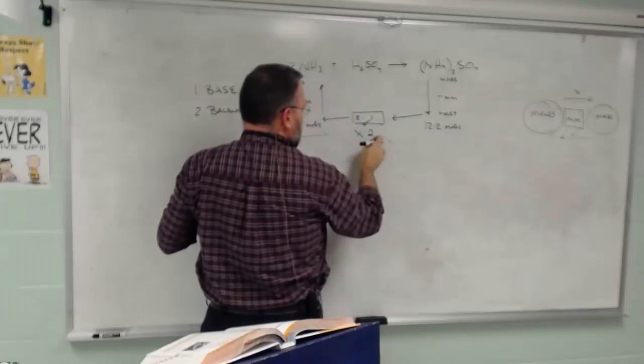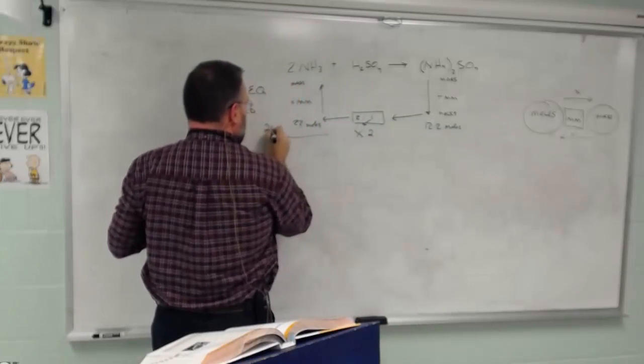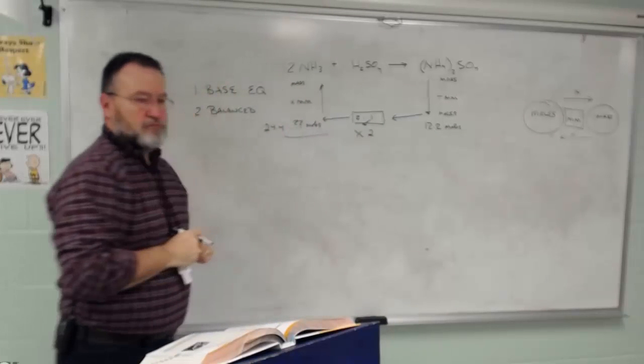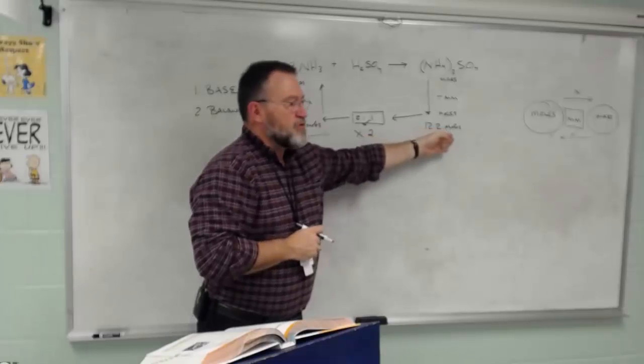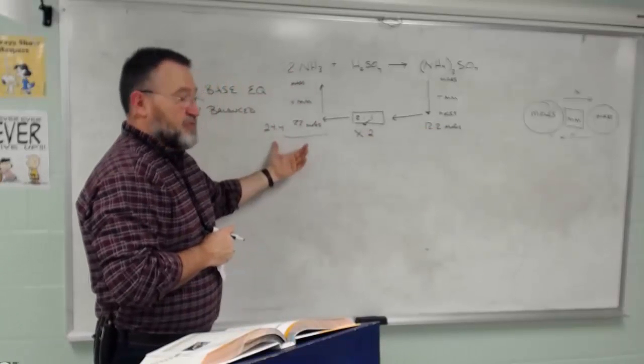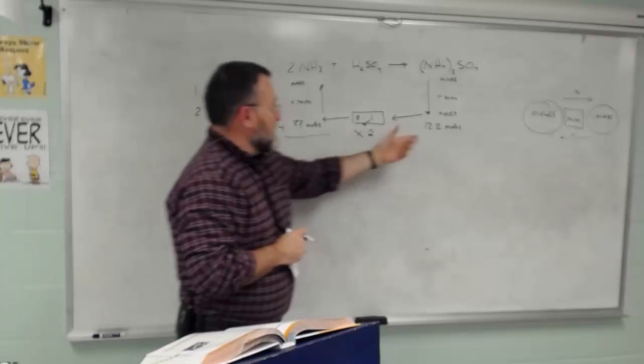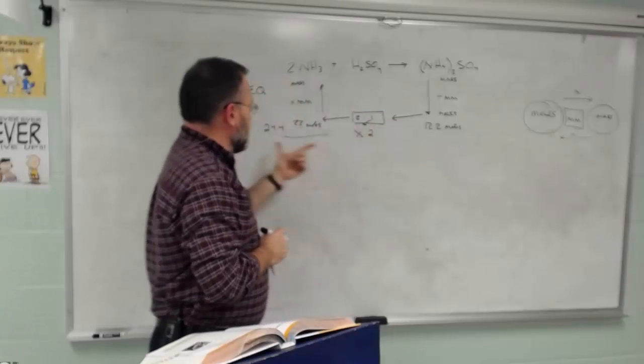12.2 times 2 is 24.4 moles. That's my answer to the question. If given 12.2 moles, how many moles of NH3, ammonia, do I need? I take this and I multiply it by 2 to get this.